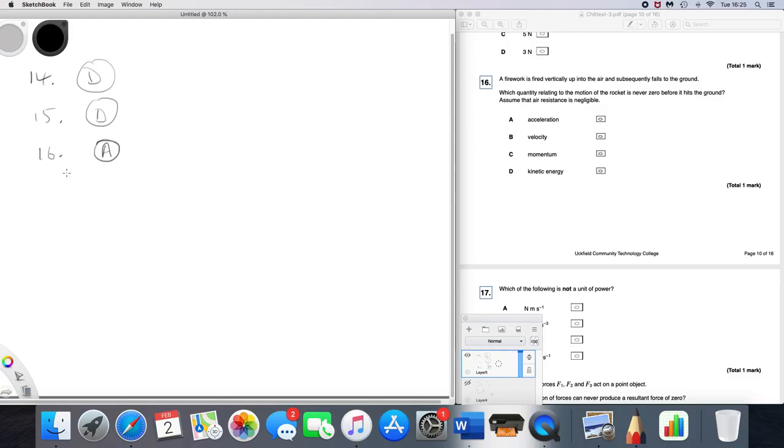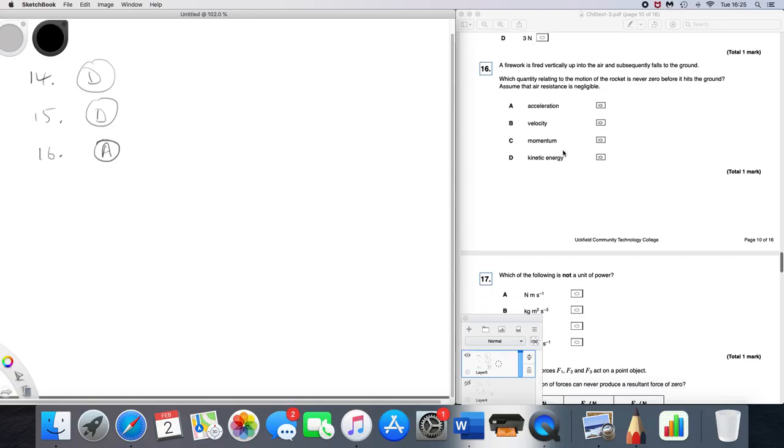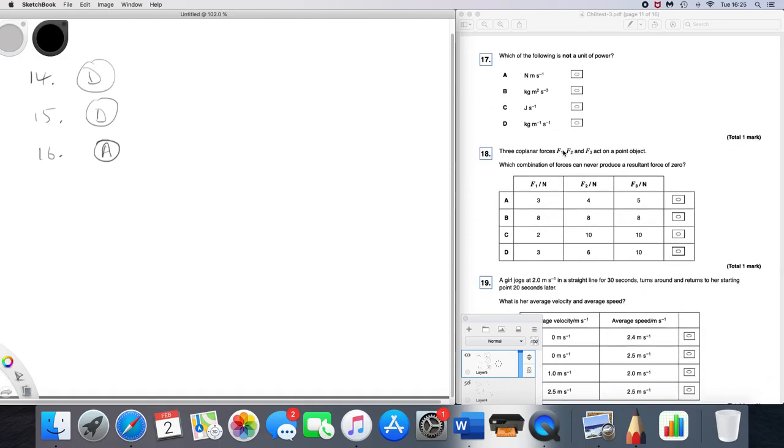Its momentum will get to zero because its velocity gets to zero. Its KE will get to zero because its velocity gets to zero. The only one that doesn't ever hit zero is the acceleration. It's always minus 9.8 meters per second squared because it's going up but slowing down. There it is. Question 17, a bit of playing about with units.